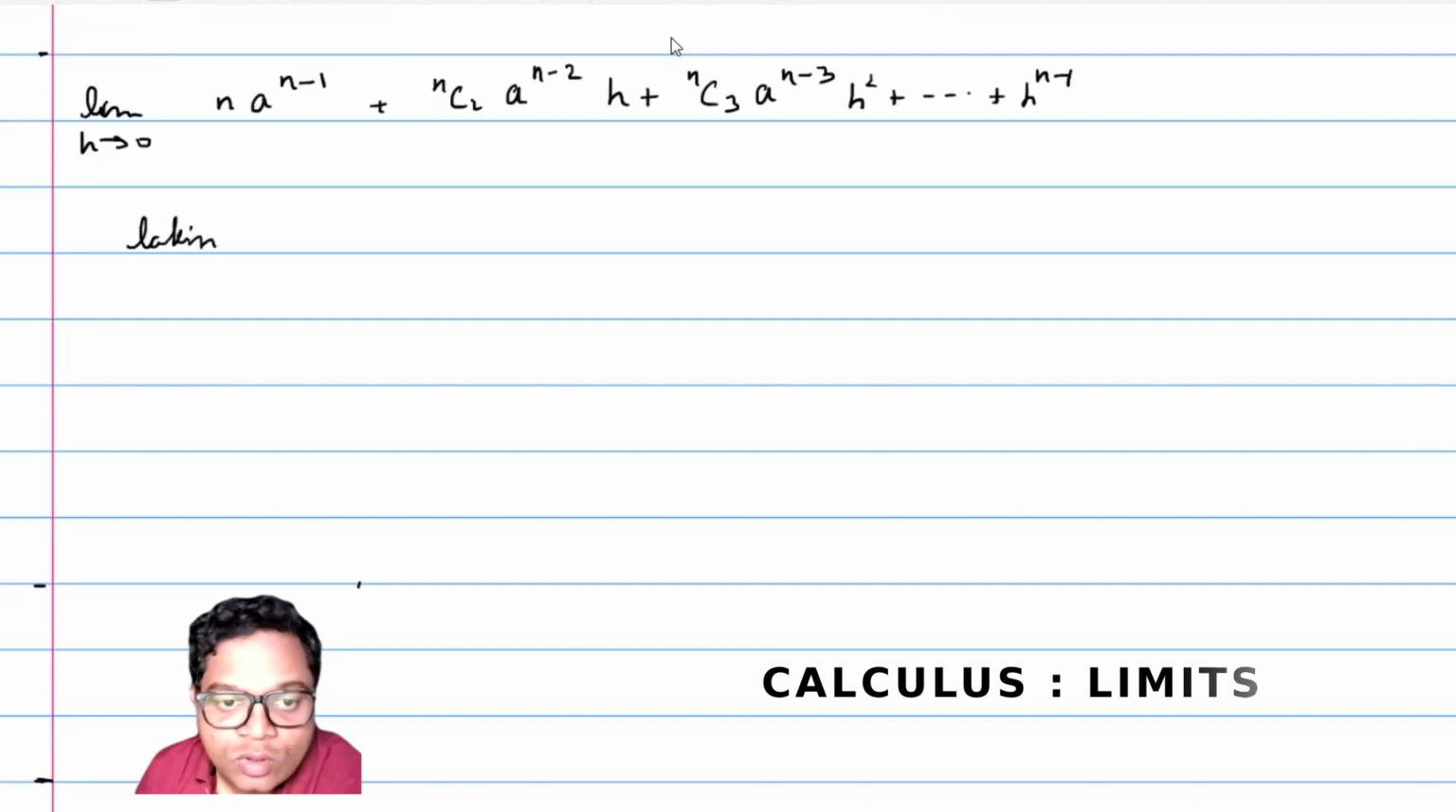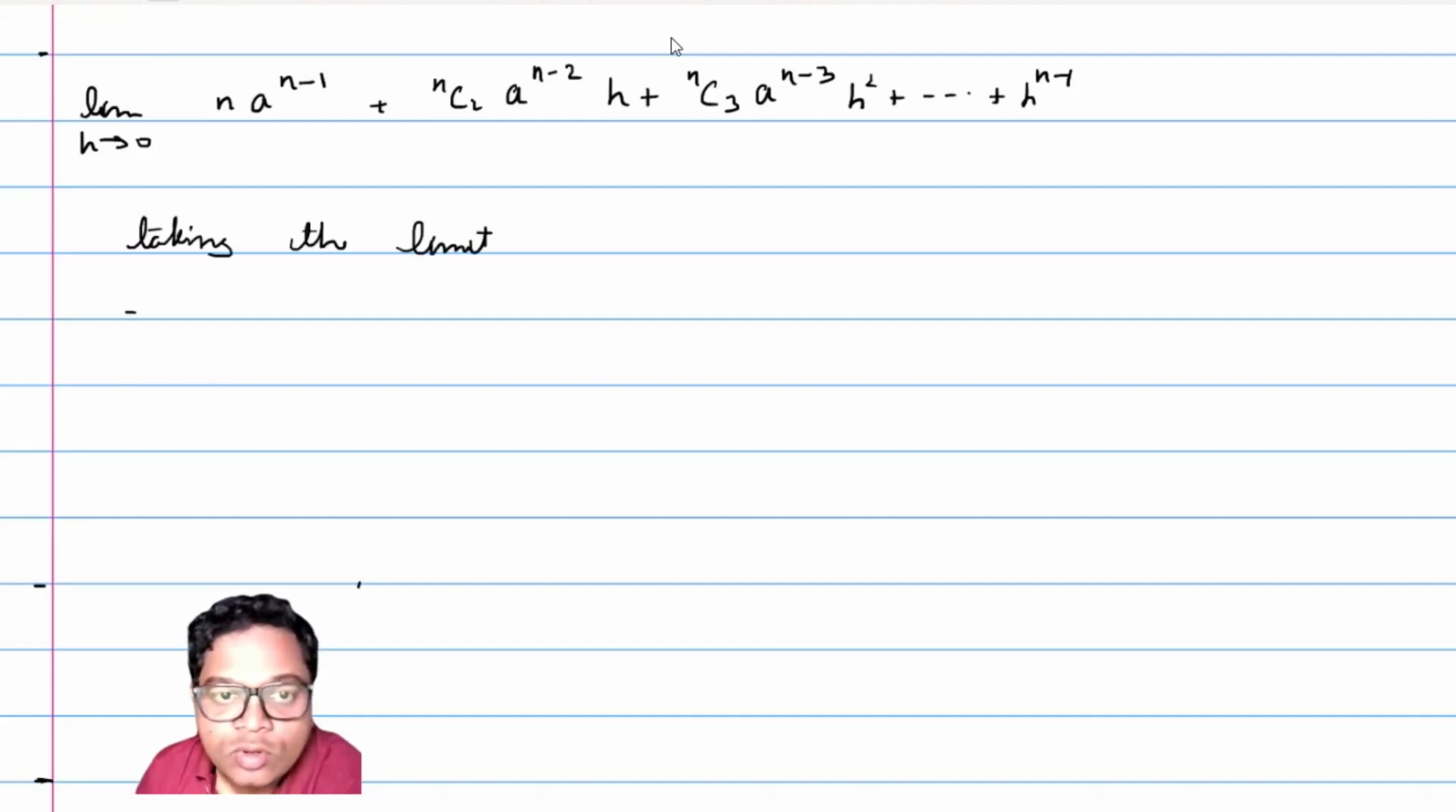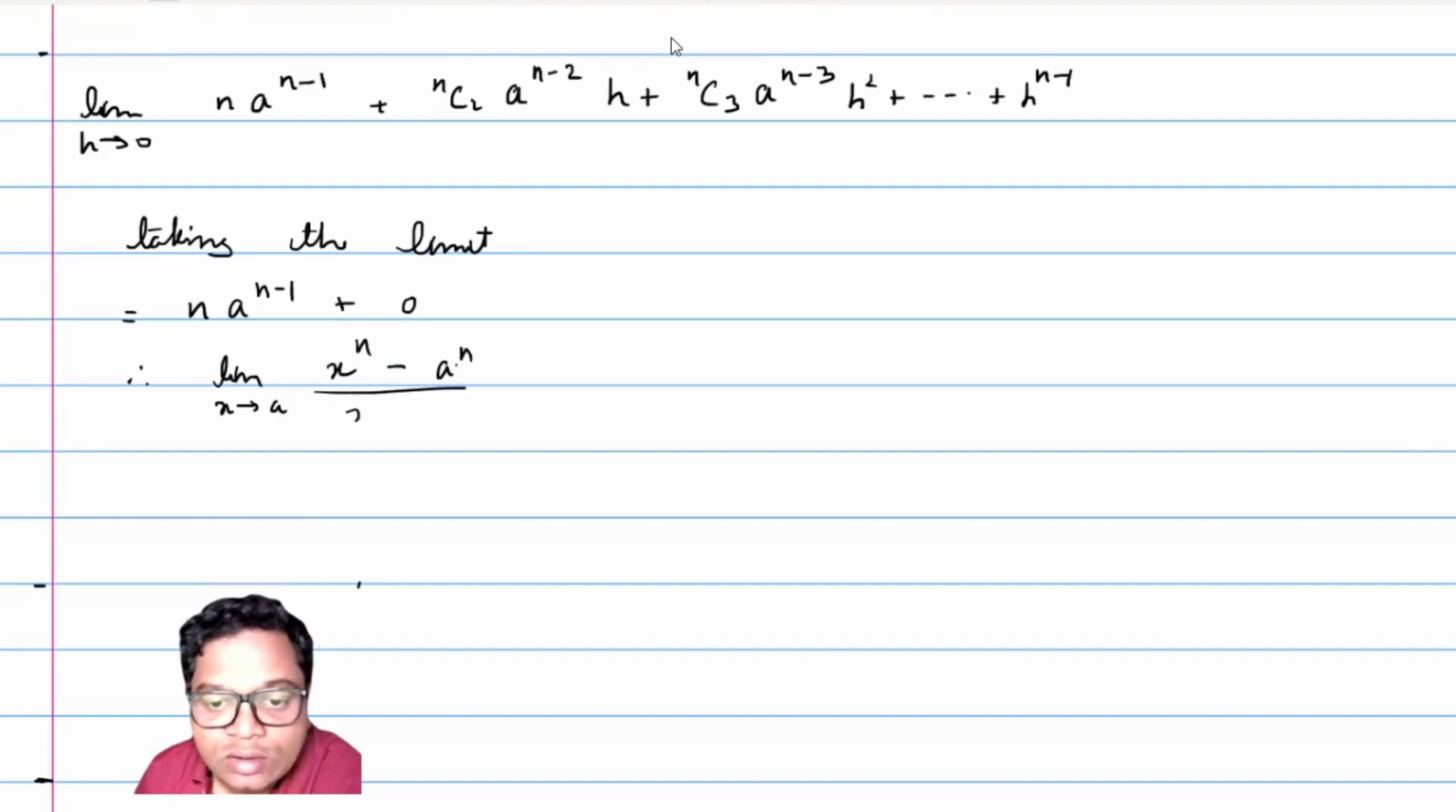So taking the limit, we will have n a^(n-1). All the terms following will become 0. We get the proof: limit x tends to a, (x^n - a^n)/(x - a) will give you n a^(n-1).